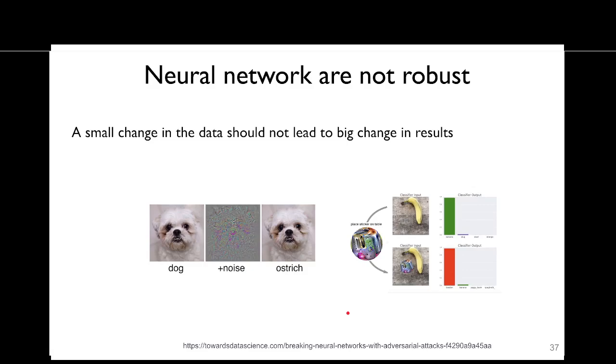Neural networks are not robust. For any analysis, this has nothing to do with neural networks really, you want to have the property that a small change in the data leads only to a small change in the results. And here you can find striking examples that this is violated by neural networks. So this picture here on the left is classified as a dog, but then if you add this noise, which to the human eye is not visible, it creates the same image of the dog, but it is labeled as an ostrich.